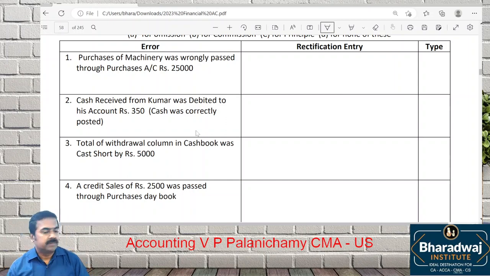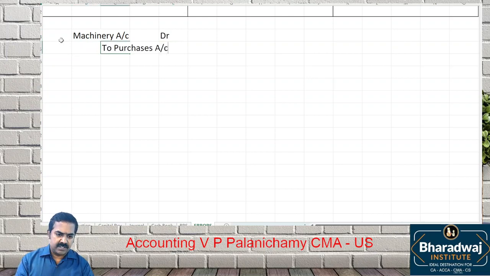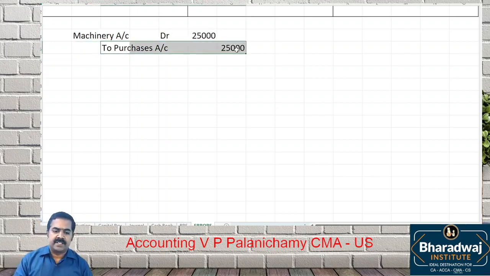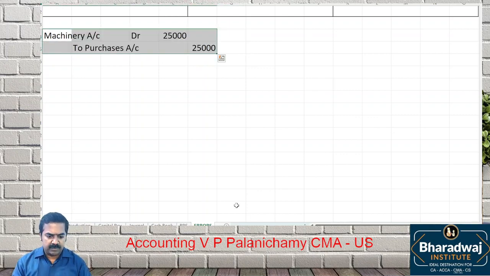What is the first one? Purchase of machinery was wrongly debited to purchase account. How to rectify the error? Machinery account debit to which account? Purchases account. How much? Any doubt in it? Why do you debit machinery? That should be debited. Why are you crediting purchases? That was wrongly debited. You credit and cancel. This is for point number 1.